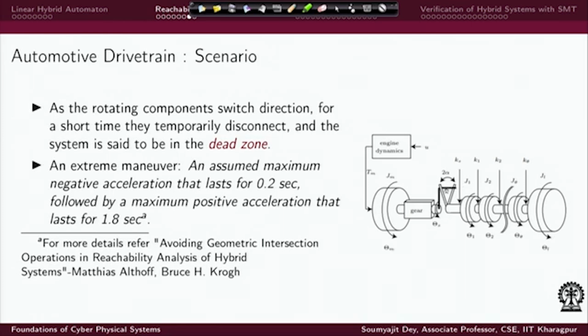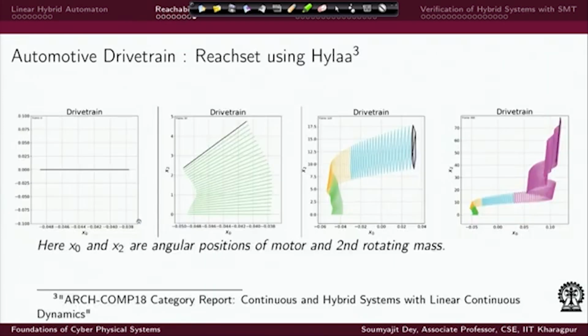As you can understand, this shaft, once it was driving in this direction, suddenly changes to the other direction, it will move from here up to here to engage this stick here in the opposite direction, right? So in between, what we have here is called the dead zone, and suppose there is an extreme maneuver, an assumed maximum negative acceleration that will last for 0.2 second, and it is followed by a maximum positive acceleration that is going to last for 1.8 second. Let's say you want to check if that is something safe or not.